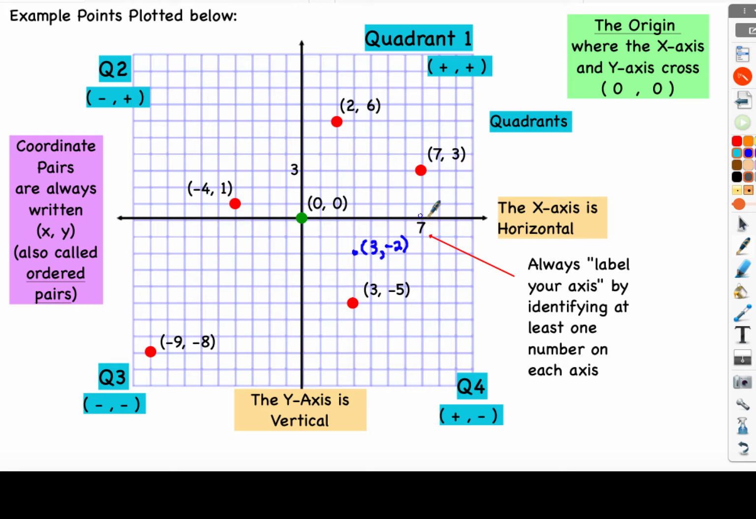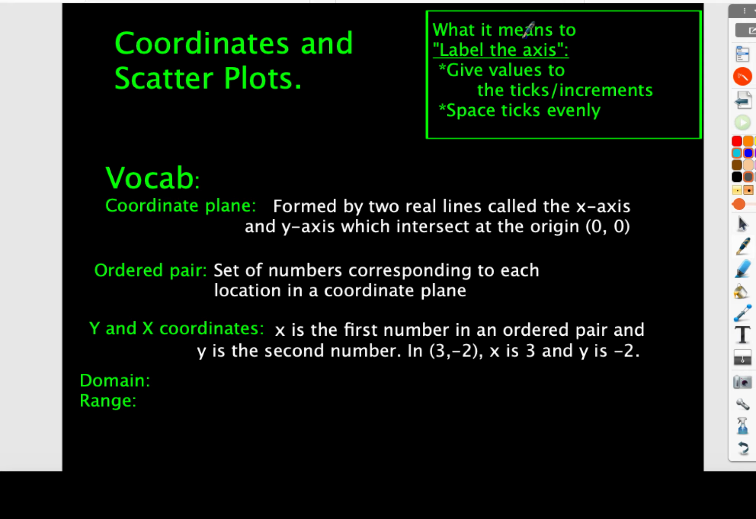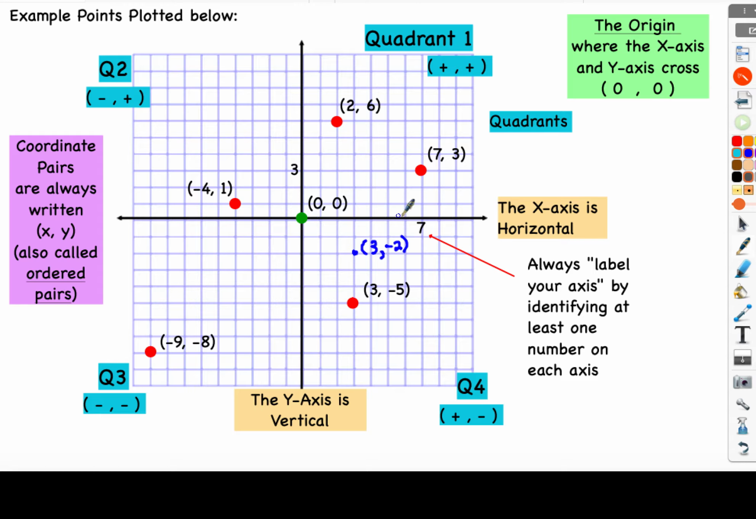And I know I've been counting out those numbers by ones, because notice I've got labels on my axis here. We always want to label our axes, and what it means to label the axis is to give value to the tick marks, or those increments, and we want to make sure those tick marks are spaced out evenly. So if I label this line over here 7, well, I know that that's the 7th tick mark, 1, 2, 3, 4, 5, 6, 7, or the 7th lattice line, we sometimes call them. It's the 7th line crossing the x-axis there on my graph.